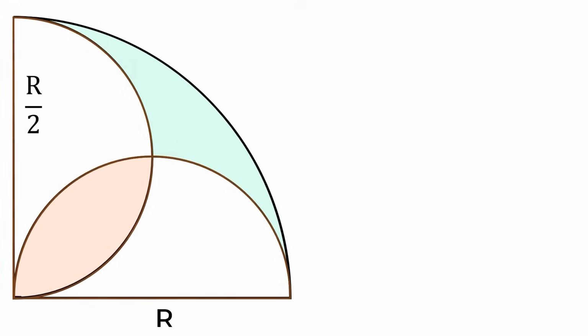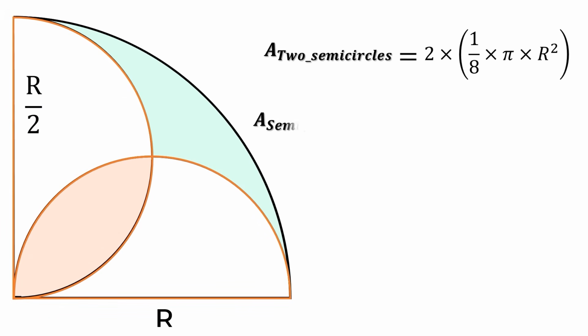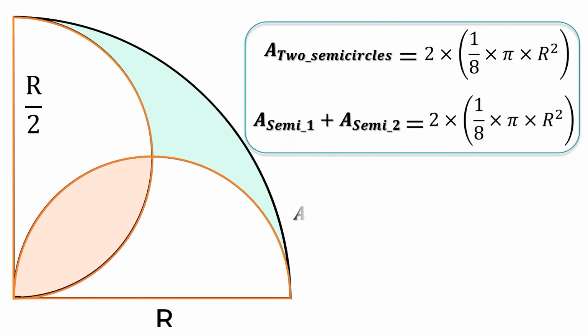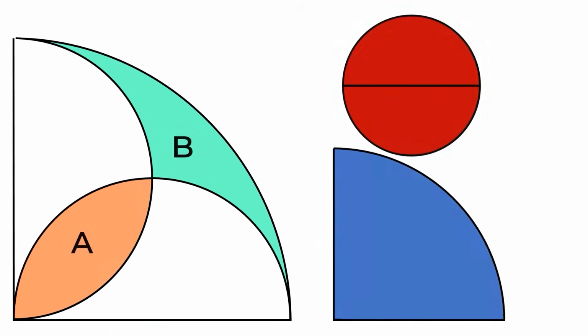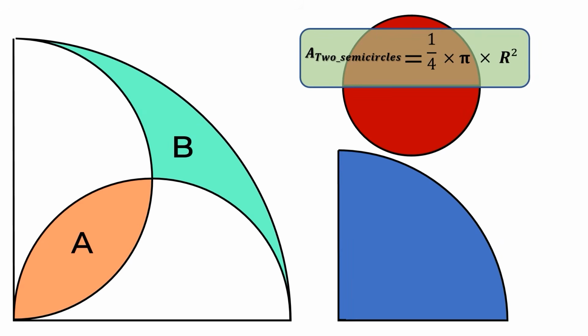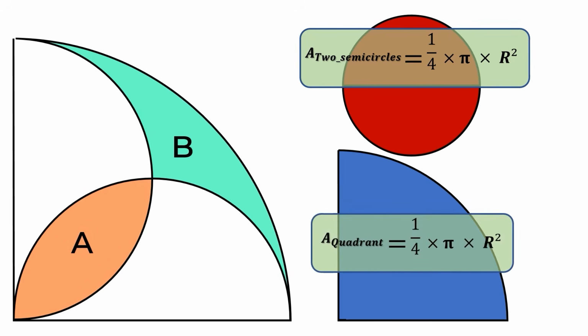Since the two semicircles are identical, their combined area is simply 2 times this amount. 2 times 1/8 times pi times R squared equals 1/4 times pi times R squared. Now, watch this carefully. This is the magic. The area of the two semicircles, 1/4 pi R squared, is exactly equal to the area of the large quadrant, which is also 1/4 pi R squared.